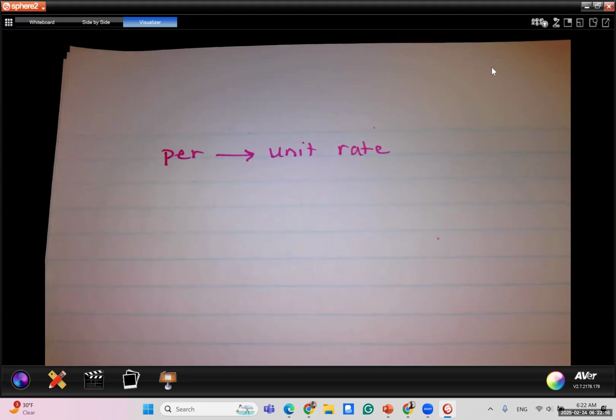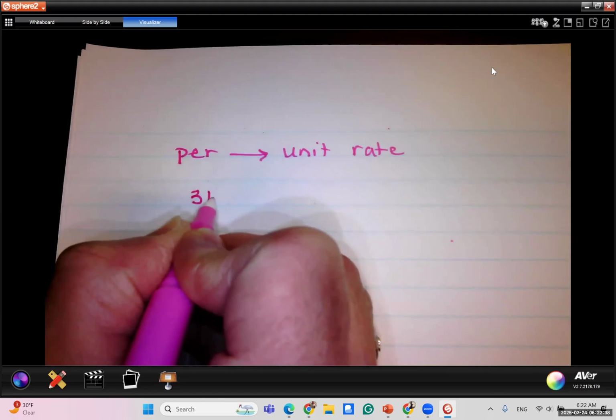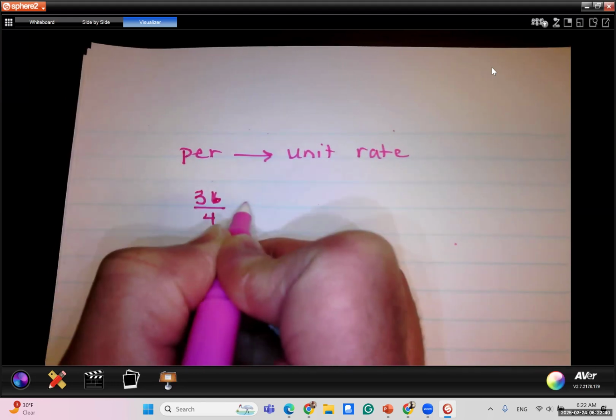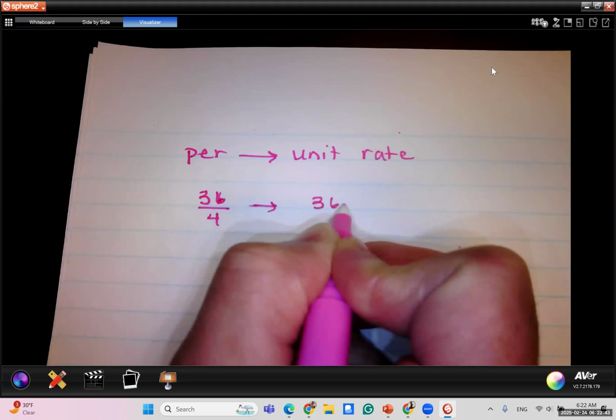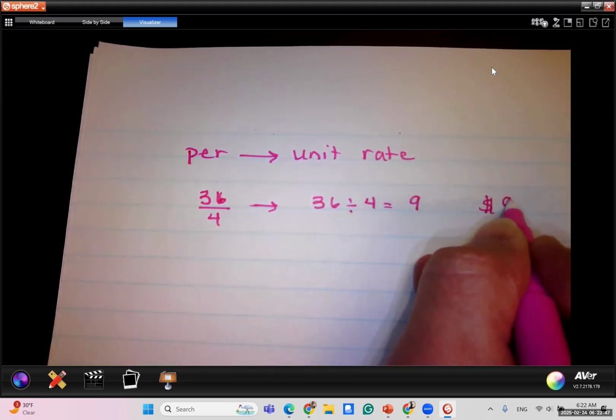So let's go back to the last question. The last question said that Jack made $36 in 4 hours. But we don't know how much he makes per hour. That just means for 4 hours he got $36. So in order to know the unit rate, or how much he makes per hour, which is 1 unit, we're just going to divide that 36 by 4, or you can write it like this, and that gives us 9. That means he makes $9 an hour, okay?